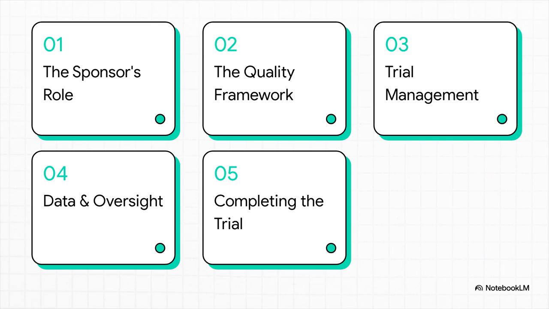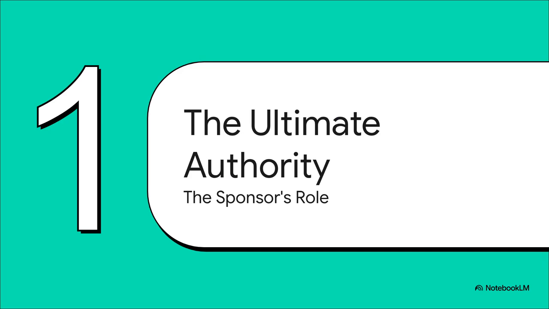First, we'll define the sponsor and their ultimate authority. Then, we'll walk through the 4 pillars that every successful trial is built on: the quality framework, trial management, data and safety oversight, and finally, what it takes to properly complete the trial. All right, let's start at the very beginning.